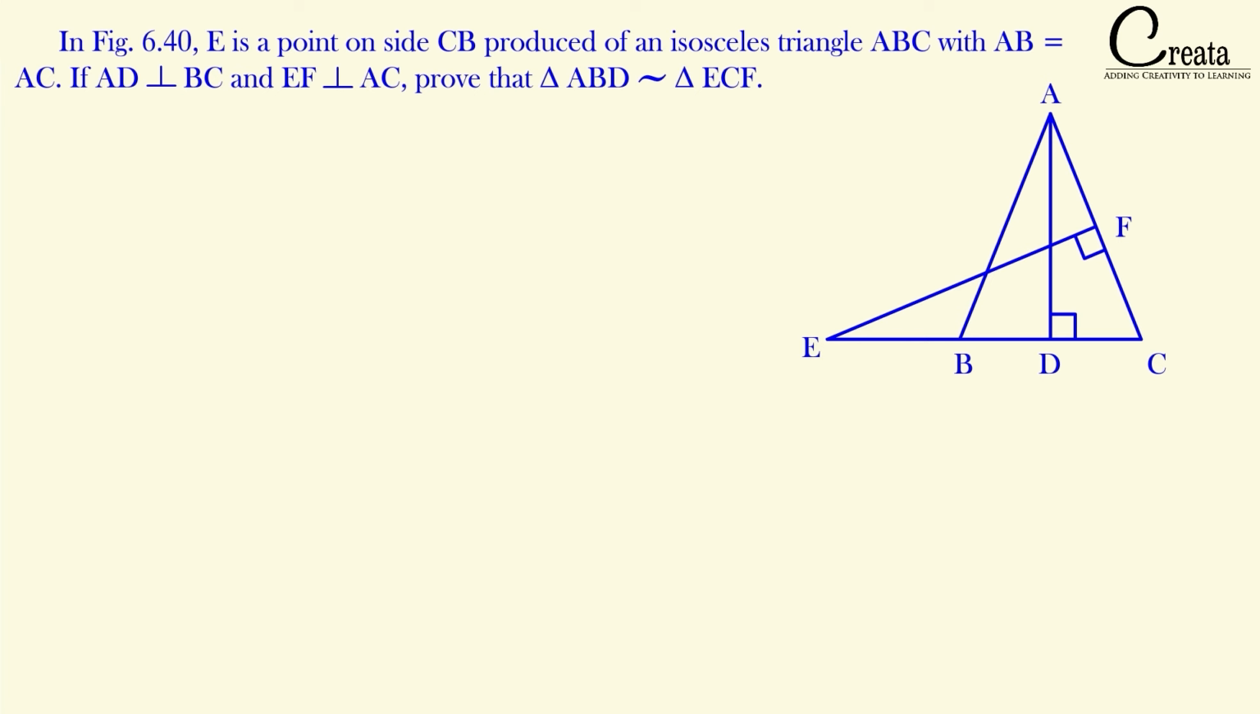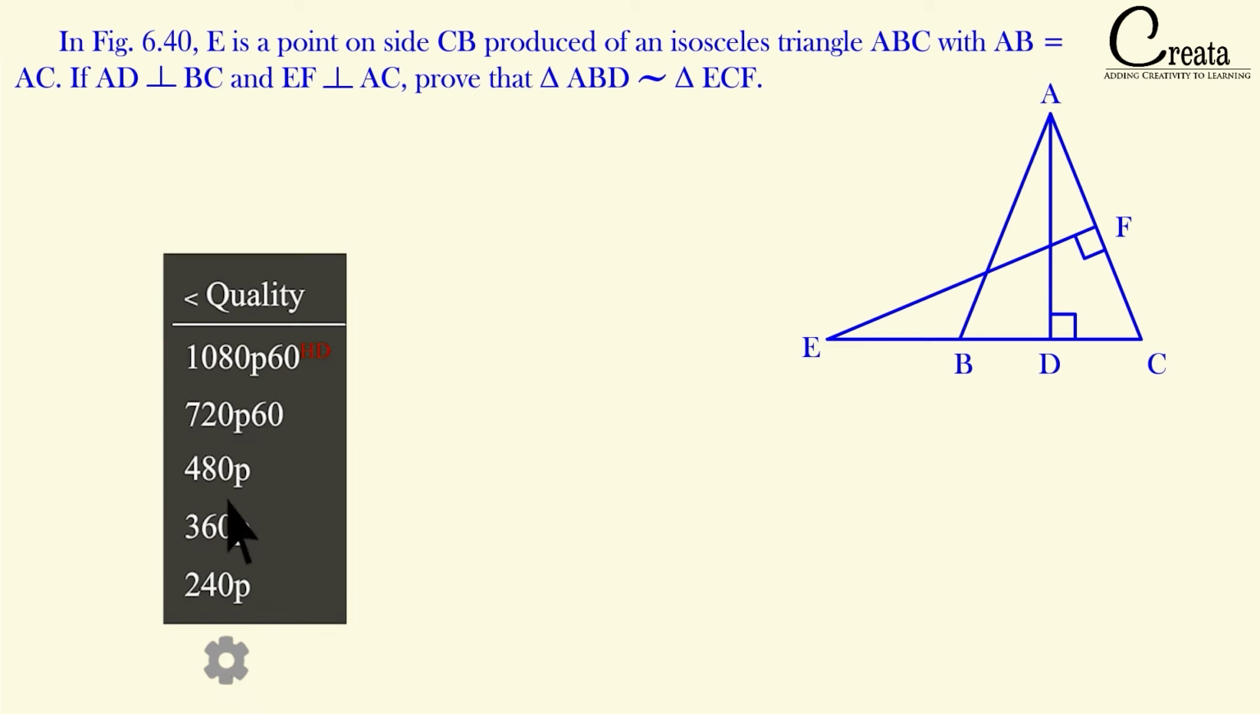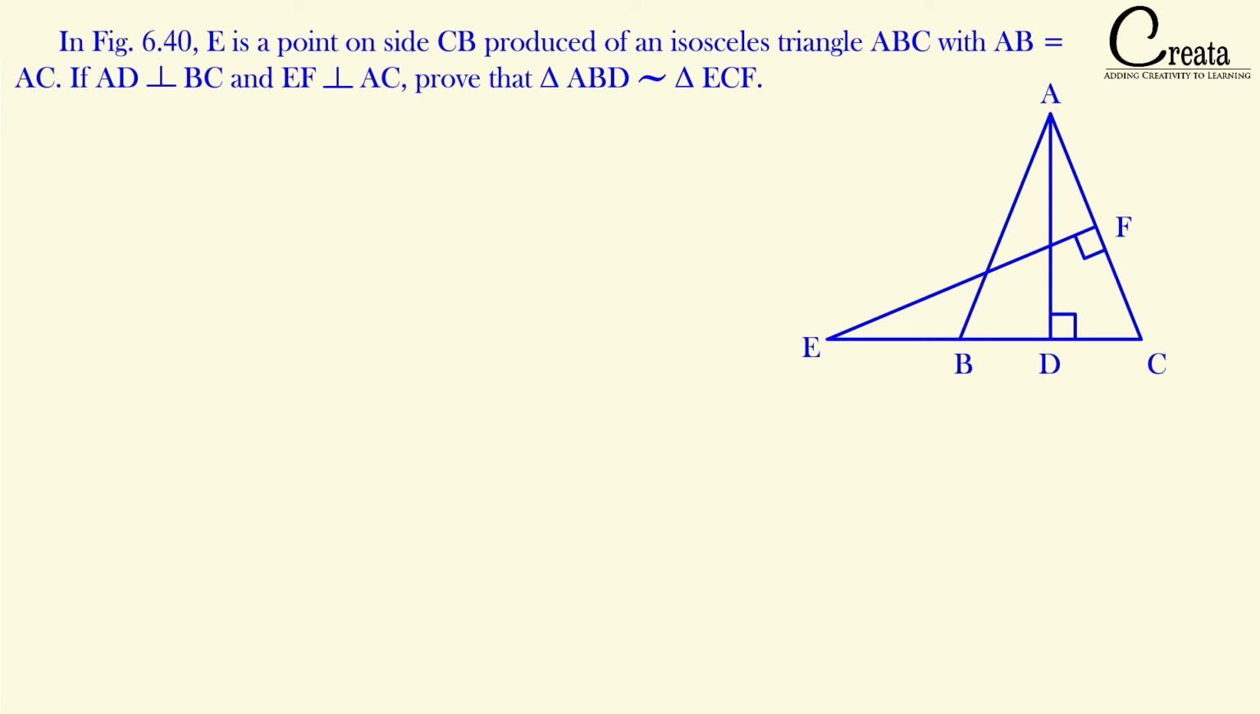In figure 6.40, E is a point on side CB produced of an isosceles triangle ABC with AB equal to AC. If AD is perpendicular to BC and EF is perpendicular to AC, prove that triangle ABD is similar to triangle ECF. So this is the question. Firstly, let's observe the question and also the given figure.